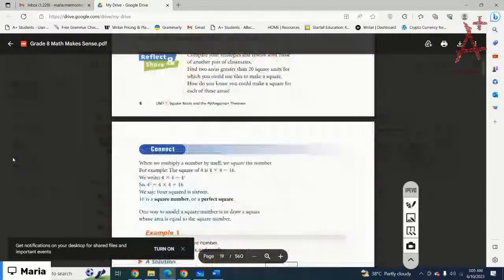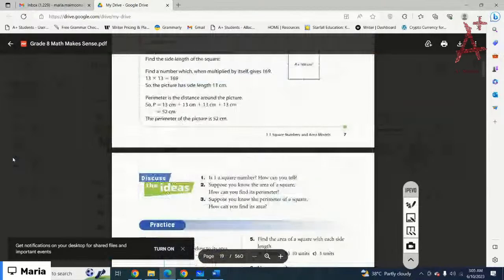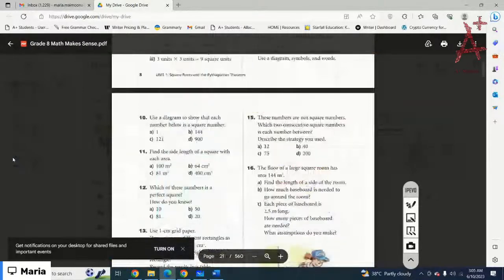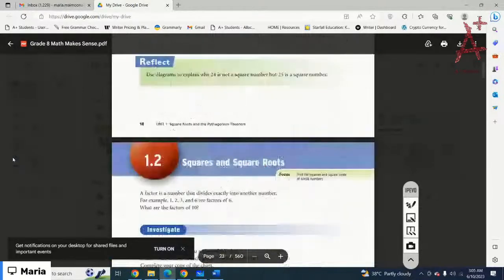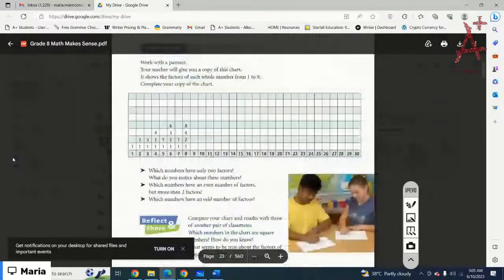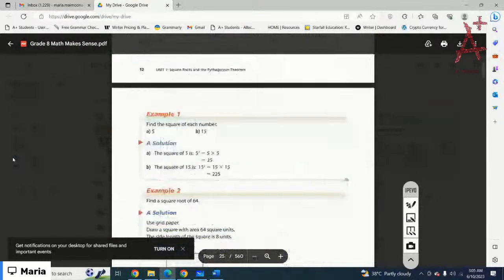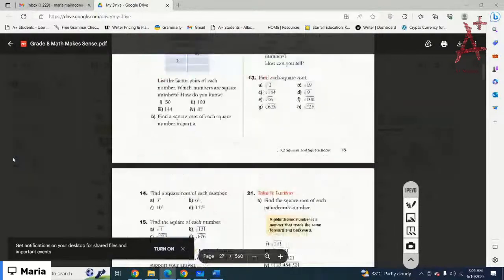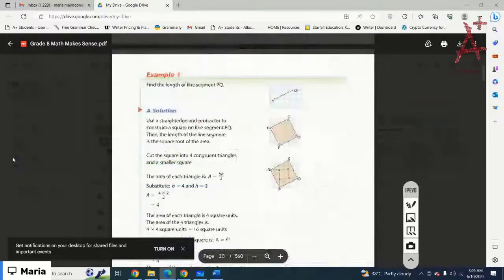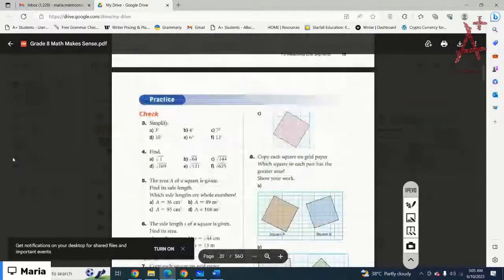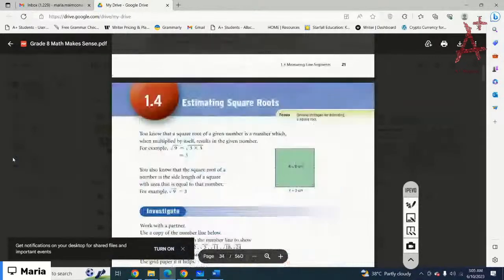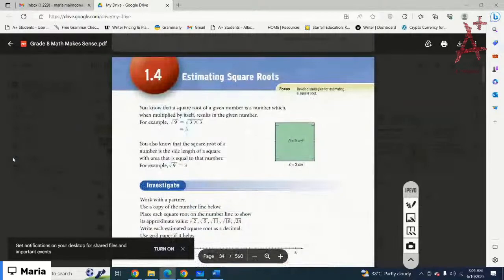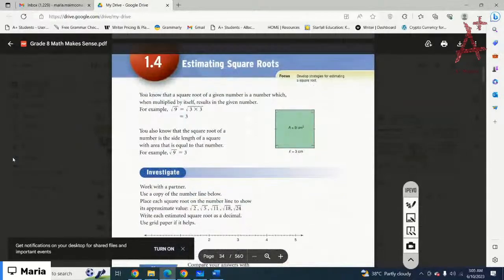Okay, we have done 1.1, 1.2, and 1.3 in the last lesson. So let's just start with 1.4. Here we are estimating square roots. So we're going to start with the lesson today, that is estimating square roots.